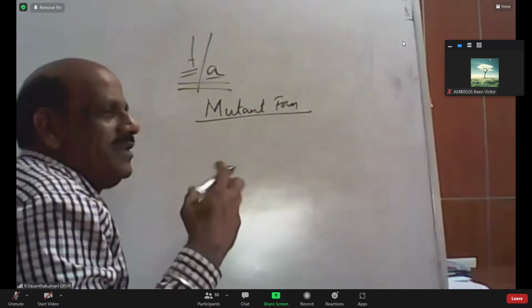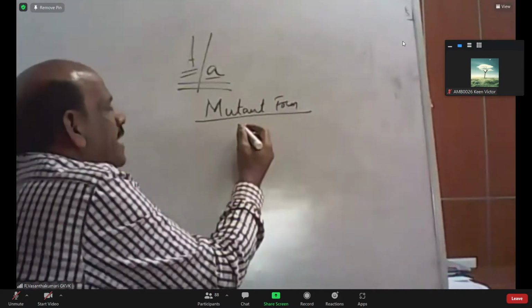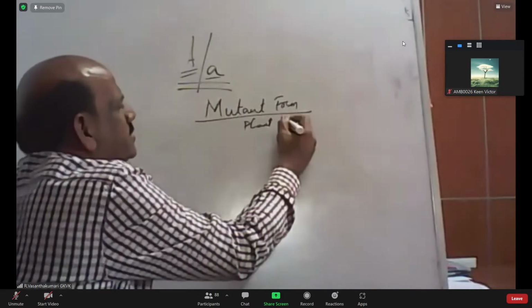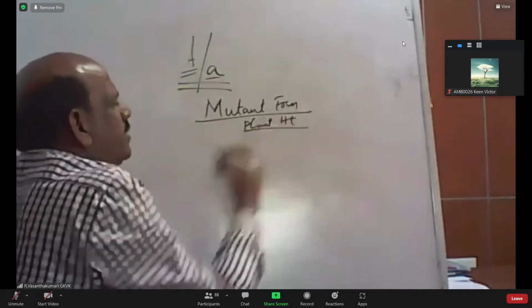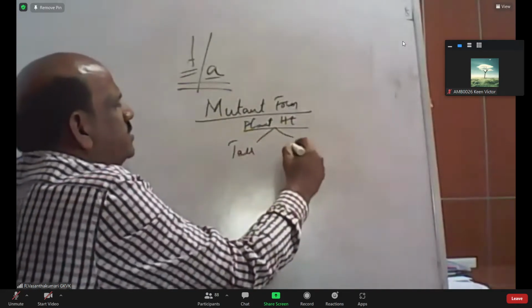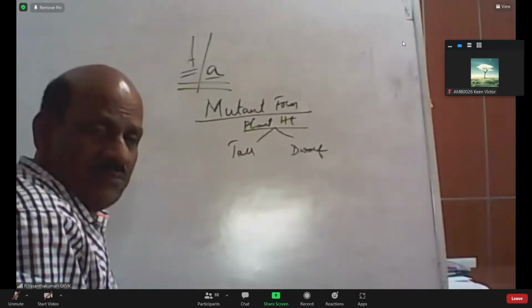Then how do we use alphabets? Let us say now, for example, stem length or plant height in garden peas. What is important here? There are 2 forms. One is tall, the other is dwarf.